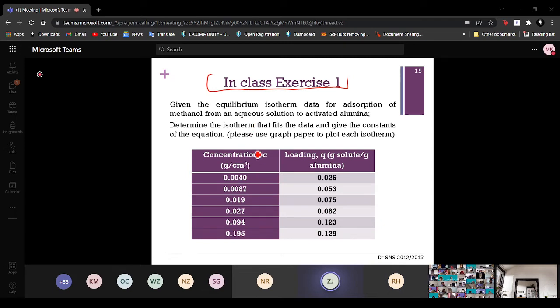So in this one you have concentration C and you have loading. Like I mentioned, loading is Q. You see that the unit is gram of solute or adsorbate over gram of alumina. Alumina is basically one type of adsorbent. So Q is mass of solute, or adsorbate, over mass of adsorbent. You can call it solute or you can call it adsorbate.